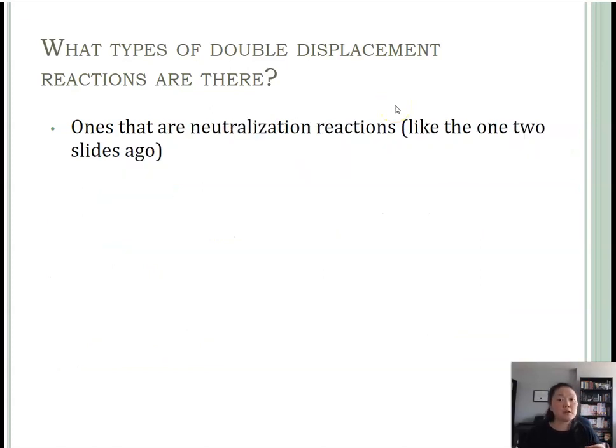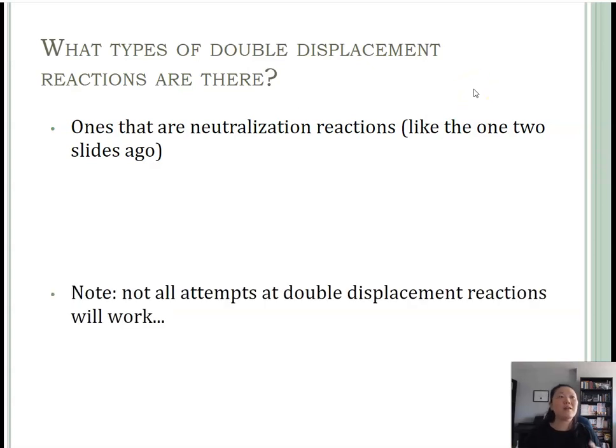Now the third type of double displacement reaction that you can have are neutralization reactions. These are when you have acids and bases and they react together. An example of this is the one that we saw 2 slides ago. And because we were going to talk about neutralization reactions in more detail in a later lesson, I'm going to leave it at this for now.